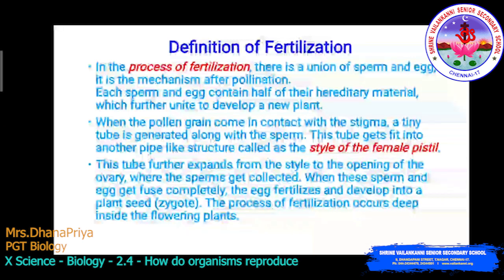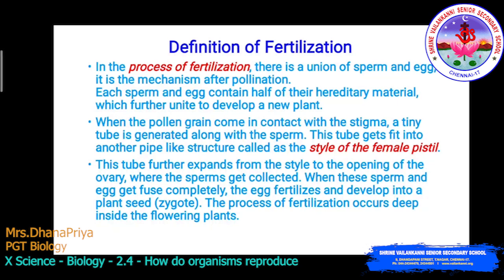In the process of fertilization, there is the union of sperm and egg. It is the mechanism after pollination. So the fusion of the male gametes and the female gametes results in fertilization. Each sperm and egg contains half of the hereditary material, which further unite to develop a new plant.